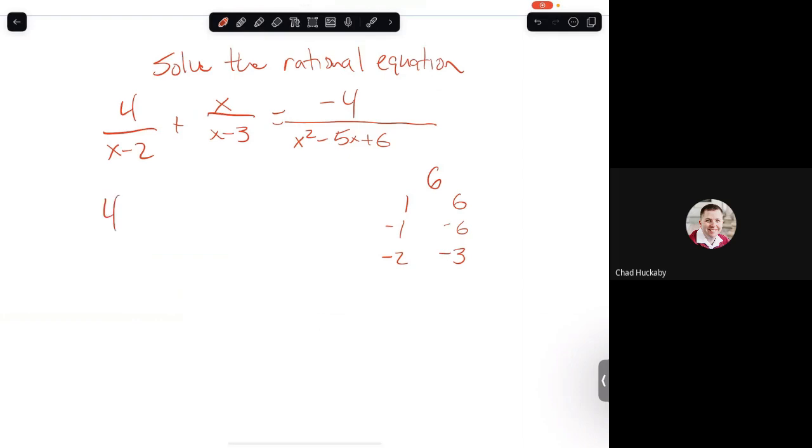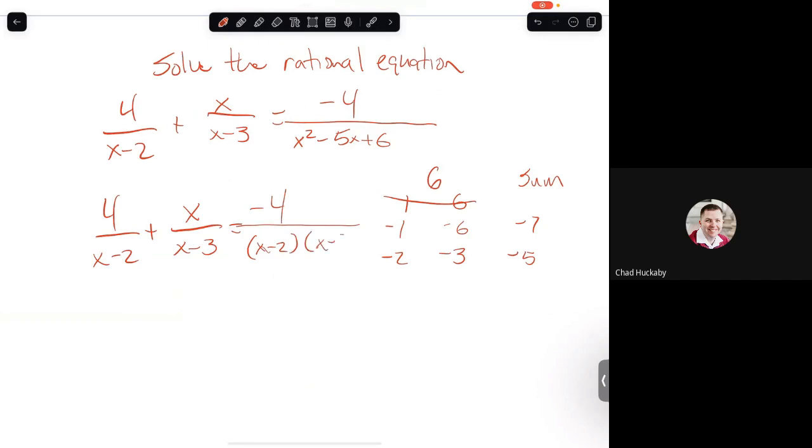So we have 4 over x minus 2, and I can do those sums just so you see it. The first one doesn't matter. That gives us -7 and -5. Those were our only options. So it had to be -2 and -3, plus x over x minus 3 is equal to -4 over x minus 2, x minus 3.